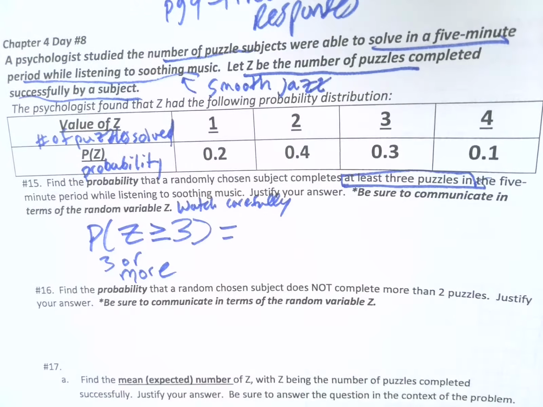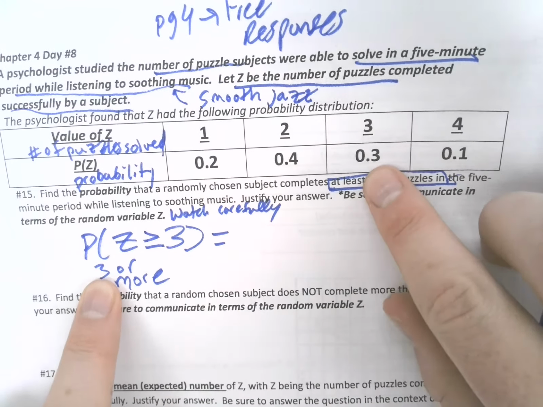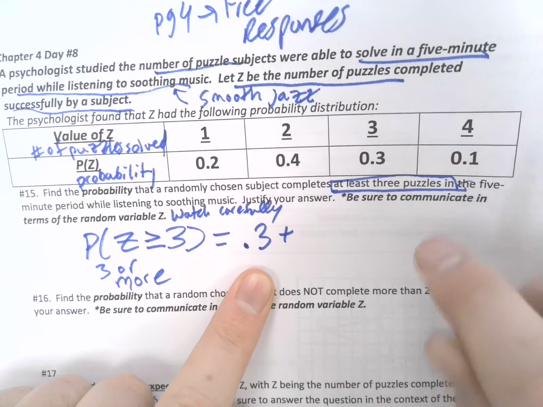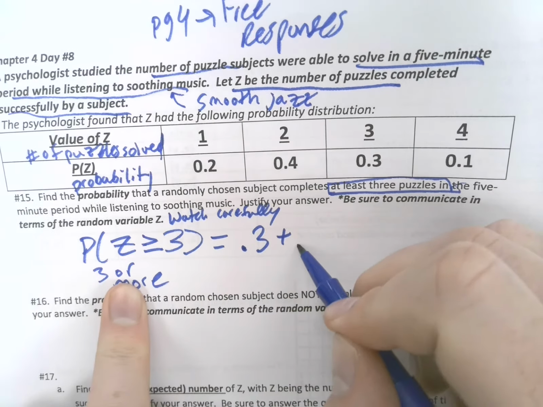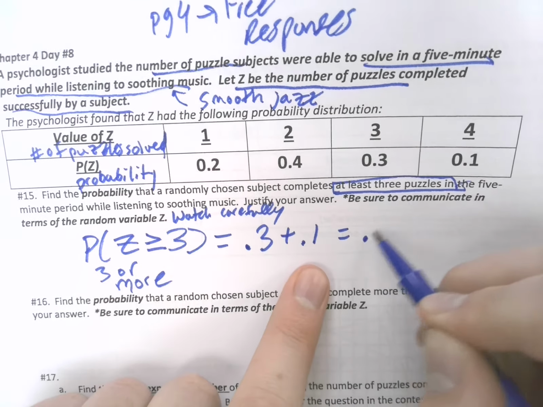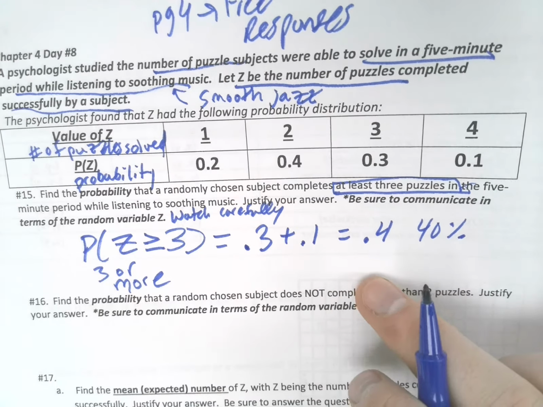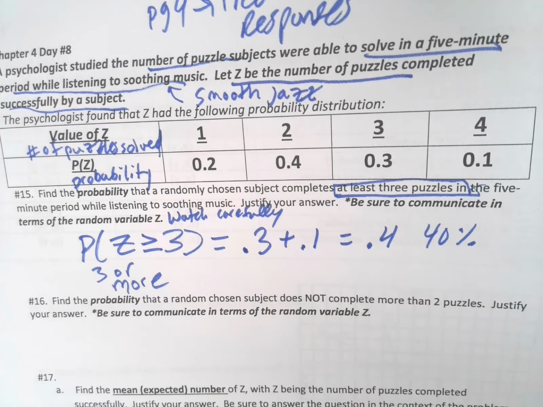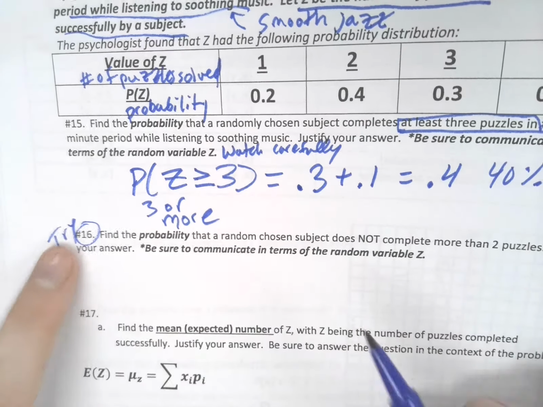Oh yeah. Well, what were the chances of them completing 3 puzzles? Okay, that'd be 0.3 plus, well, what was more than 3? I guess if they did 4 puzzles, that was 0.1. So hey, about a 40% chance that we would choose somebody at random that did 3 or more puzzles. So I'm going to let you guys try number 16 for me. See what you get here.